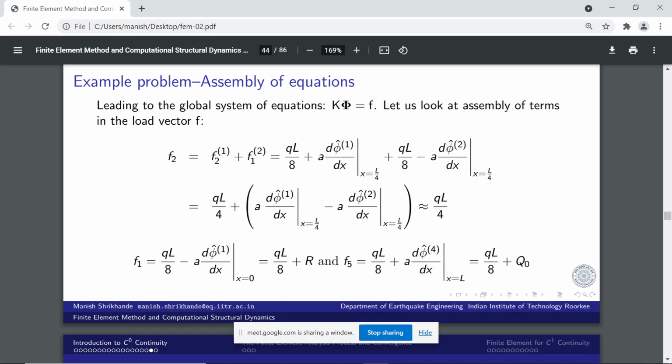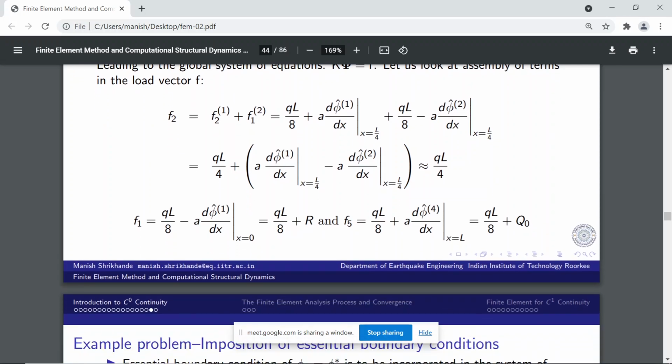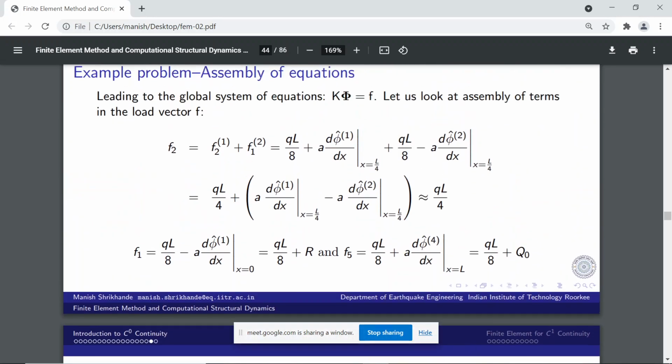And at node number 5, you will find that again you have this expression, and that is given as a natural boundary condition of the problem, that a times d phi by dx at x equal to L is equal to q0. So you just replace this by q0, and the forcing function at node 5 is equal to ql by 8 plus q0. So with that, natural boundary conditions, the boundary condition specified in terms of the secondary variable of the problem, have been taken care of.